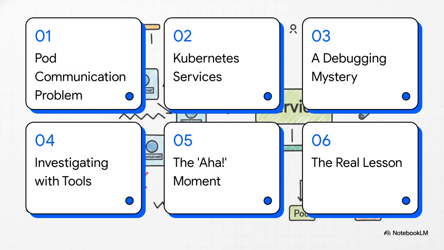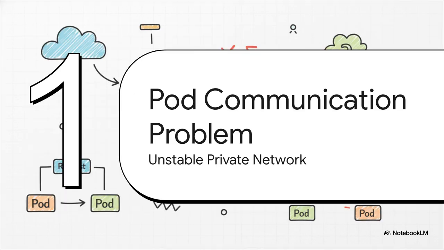We're going to tackle this just like a detective story. First, we'll lay out the crime scene, the pod communication problem. Then, we'll meet the hero of our story, the Kubernetes service. But the plot thickens when things still go wrong. We'll grab some pro tools to investigate, have that big aha moment, and uncover the real lesson at the heart of this whole mystery. So let's set the scene.